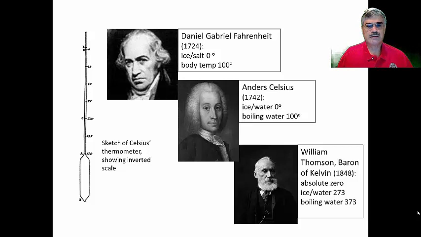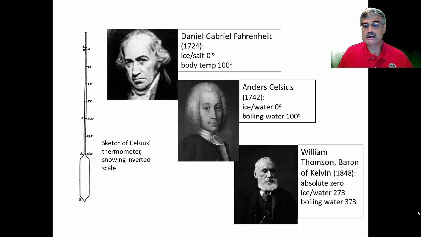Then about 20 years later, Anders Celsius, an astronomer, developed another temperature scale based on 100 divisions, with ice water being at 0 degrees and the boiling of water being at 100 degrees. And of course, the convenience here is that there are 100 gradations, or 100 steps, 100 degrees between these two points for water. And 100 is an easier number to work with.